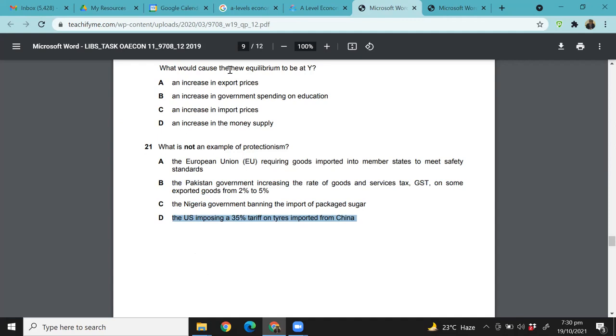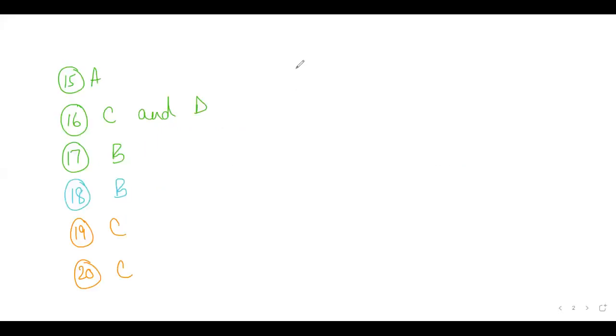Interesting. So which one do you think? It's A. I also think it's A, right? Because think about this, it's more about safety standards that they are doing. In the other three options, you are trying to discourage imports. So I think 21 is A, right? Because when you're imposing safety standards, that is a different thing altogether.